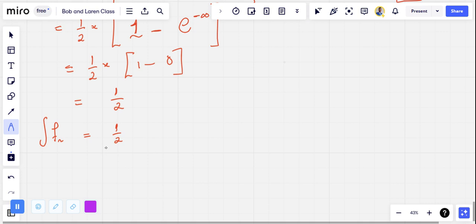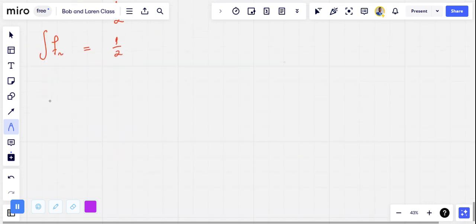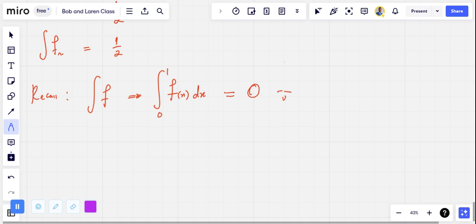So on comparing, let me just recall, let me write it out clearly. Recall that the integral of f that was given to us is equivalent to the integral from 0 to 1 of f of x dx. We have this result as 0. Okay, let's call this equation star.